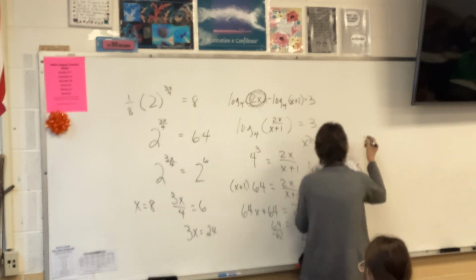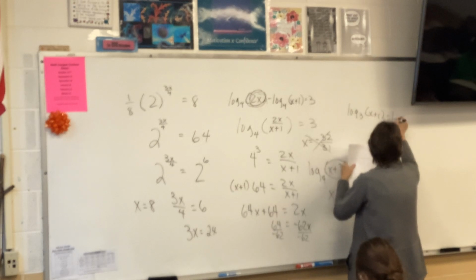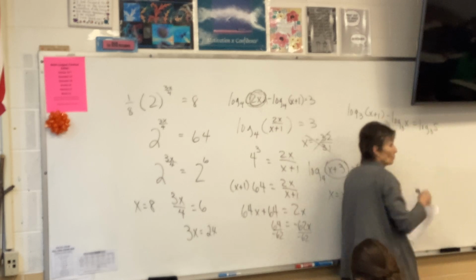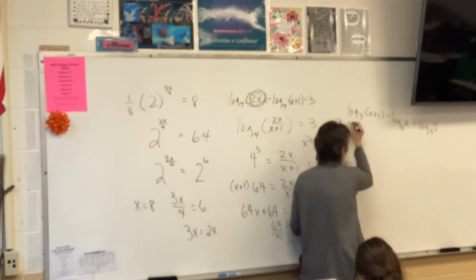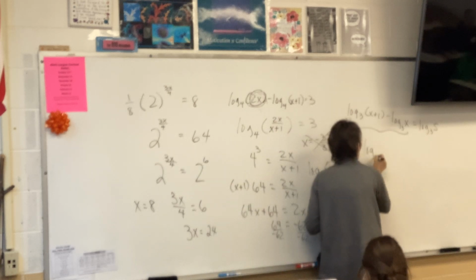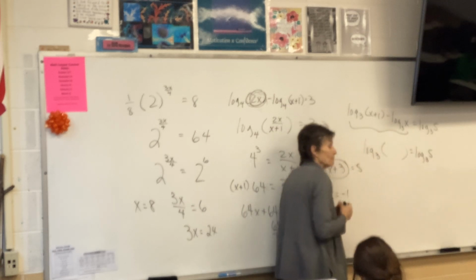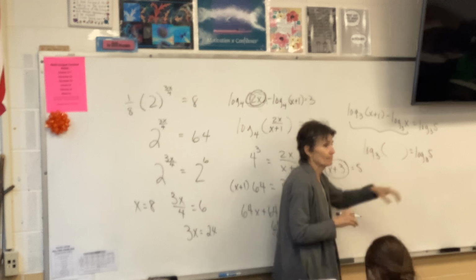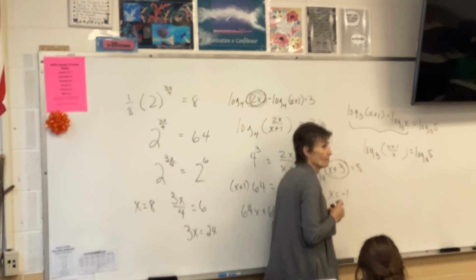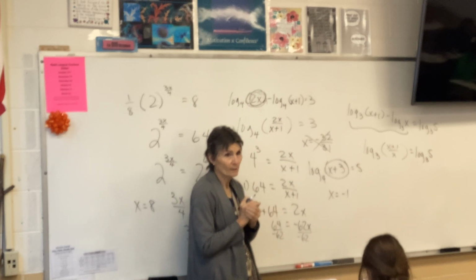Okay. What about F? Combine logs. Gotta combine the logs. It's just like the one we just finished. You cannot have this. This is not allowed. So log base 3 of something equals log base 3 of 5. What's the something? X plus 1 over x. X plus 1 over x. Are you with me, everyone?